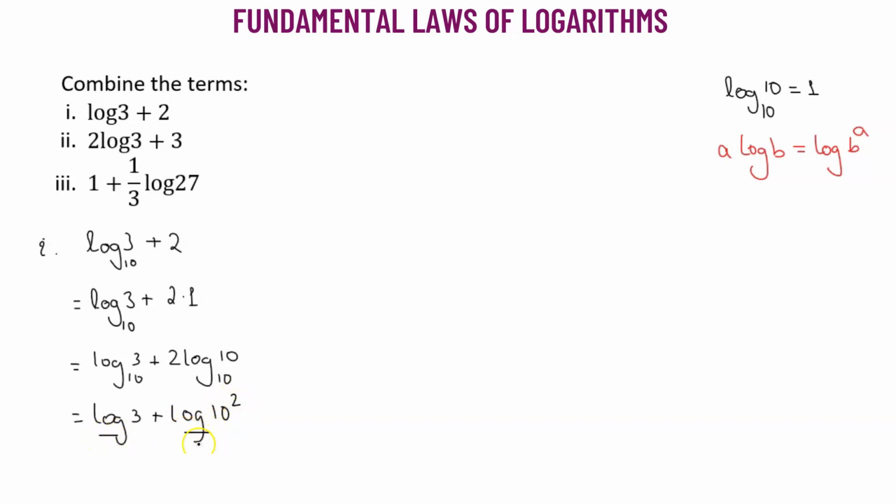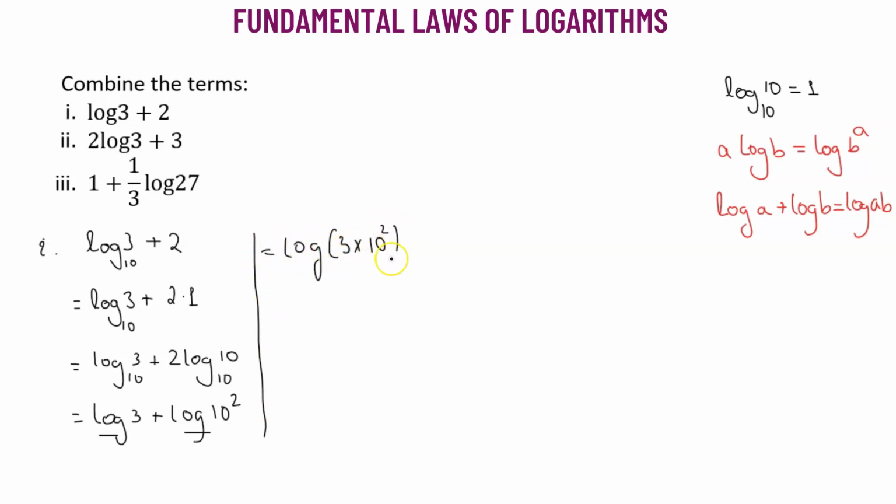So now we have two logarithms and they are like terms. So that means they can be combined using another property of logarithm, which is log of a plus log of b equals log of a times b. Right. So this will give us log of 3 times 10 squared. So this will be log of 300. So the value of log of 300 is the same as log of 3 plus 2.